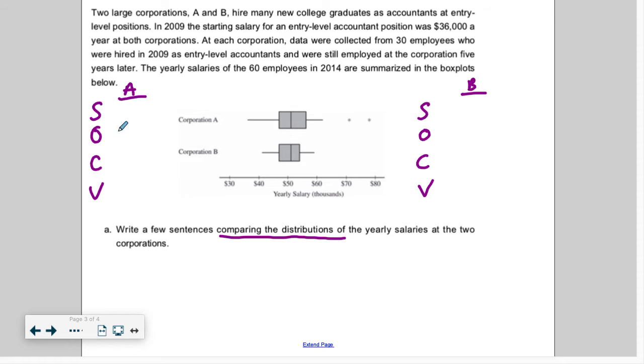So this shape. If I look at this box plot, it looks slightly skewed, but especially with those outliers, remember outliers make it very skewed. So I would say this is skewed right, right skewed.